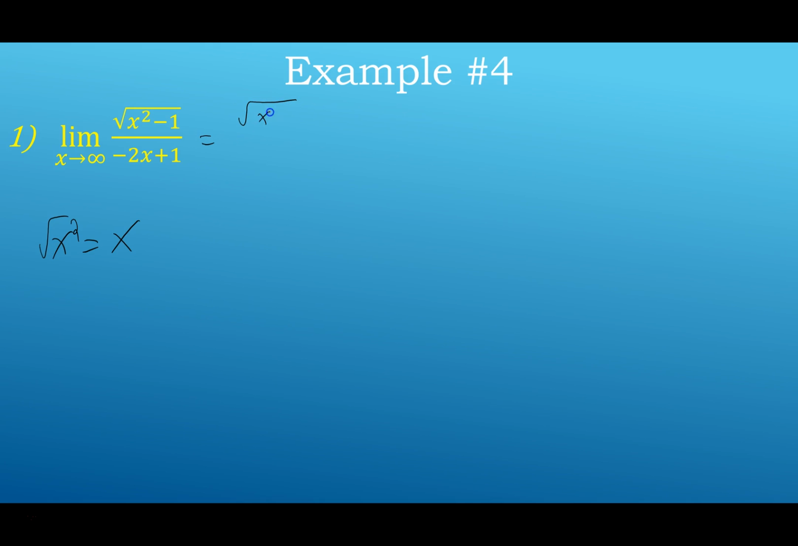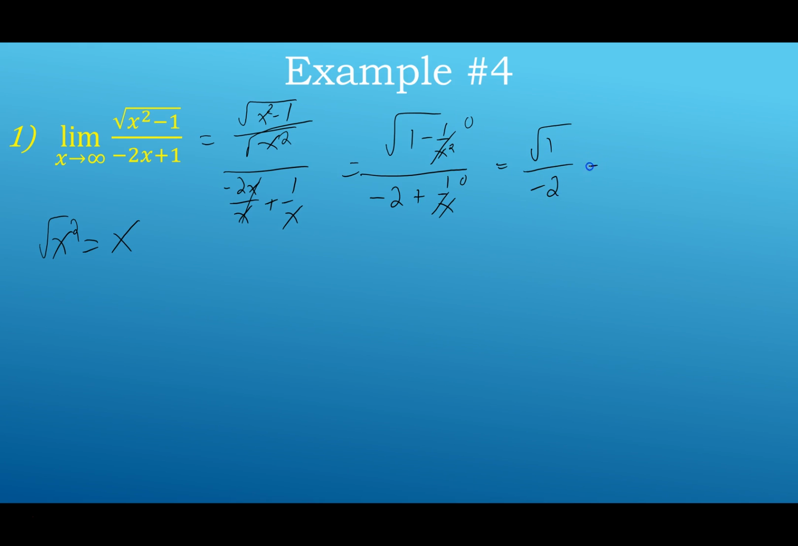So we have the square root of x squared minus 1, divided by x, and negative 2x over x plus 1 over x. But because it's a square root, I need to divide it nicely, so instead of dividing by x, I'll divide by the square root of x squared. That's equivalent. This will work out because the x squareds cancel, leaving just the square root of 1 minus 1 over x squared. And we have 1 over x over here. Anywhere we have an x in the denominator, that will become 0. And just the square root of 1 over negative 2, which is negative 1/2.